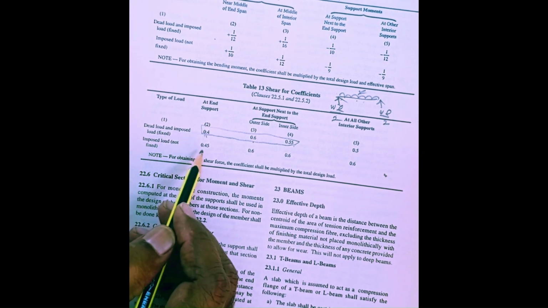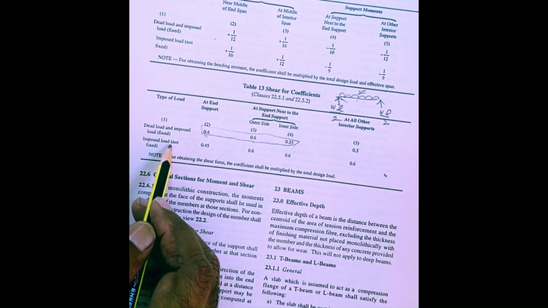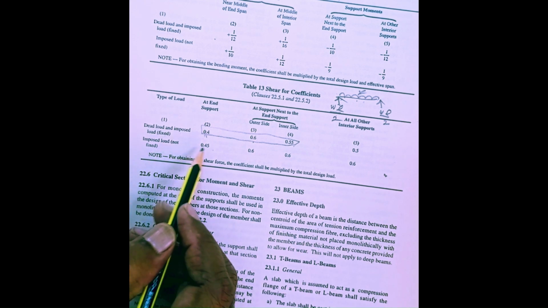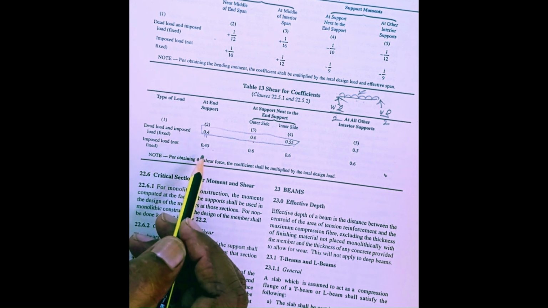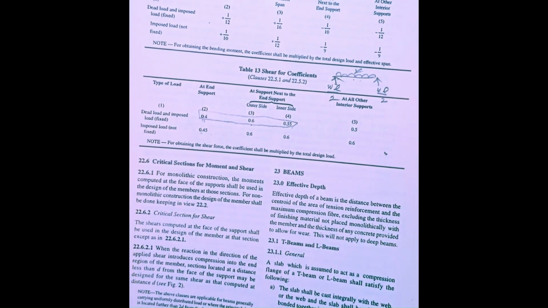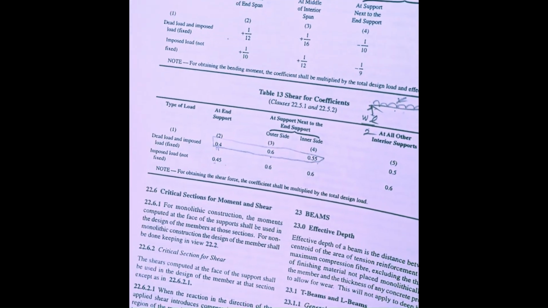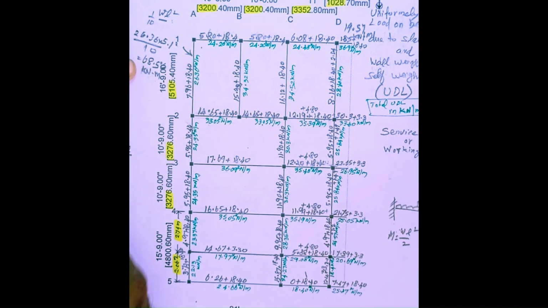This is 0.45 for the live load which is not fixed. The live load, which is not fixed, is very minimum, and this difference will not be considerable. So we shall take it as 0.4, which is on the safer side only. So take it as 0.4.